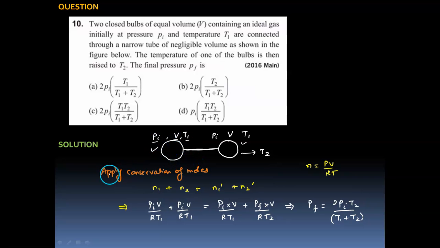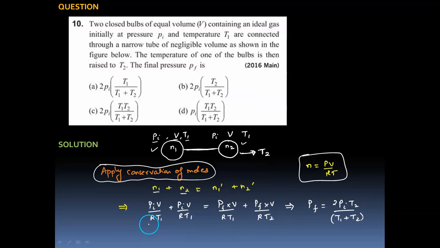Because we have not allowed the gas to escape, we can apply conservation of moles. So n1 plus n2, which are the initial numbers of moles in the A and B compartments, is equal to n1 dash plus n2 dash, which are the final ones. On the right hand side, we are increasing the temperature from T1 to T2. So applying conservation of moles, n is equal to PV upon RT. Initially it is Pi into V upon RT1 for the left one plus Pi into V upon RT1 for the right one. This is the initial condition.